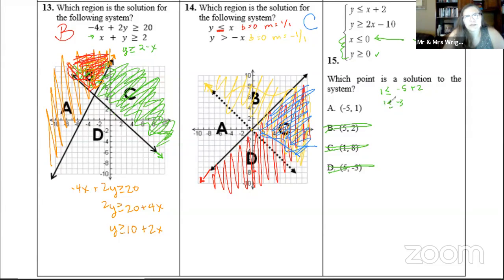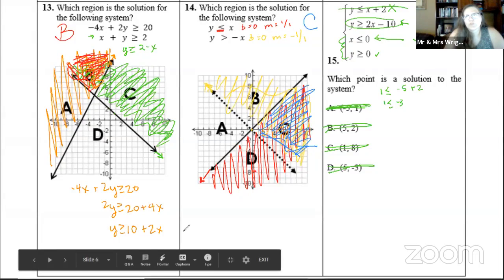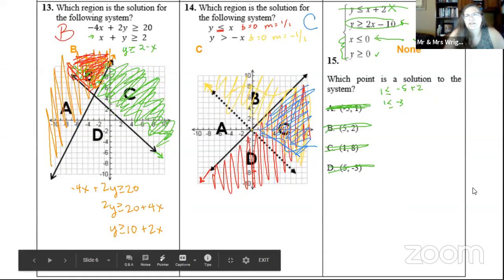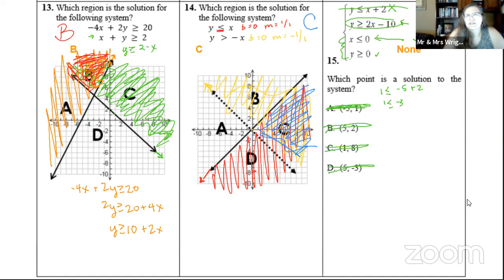No, 1 is greater than -3 because it's a positive, right? So it's not true for this statement. That means it's also not a solution. I don't even need to enter it into the other one because I already know that it made this statement false, so it cannot be a solution. So there is no solution for this problem. Which point is a solution to the system? The answer is none. B is B, C is C, and this answer is none.